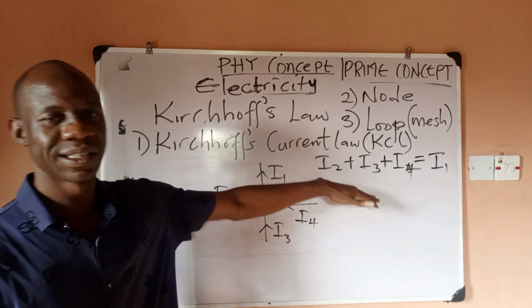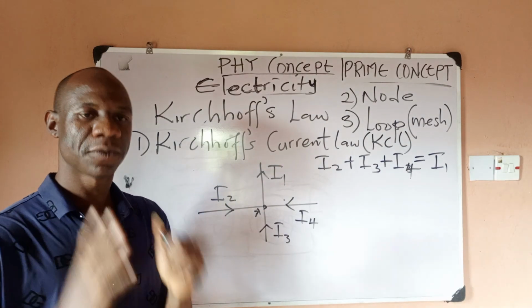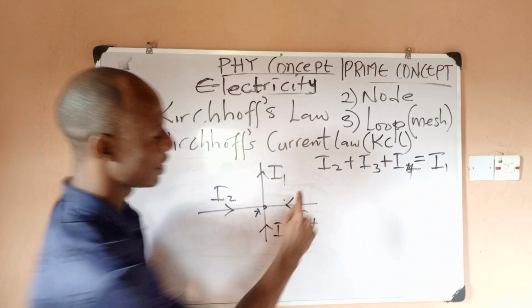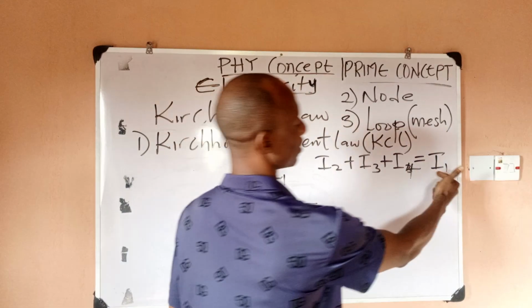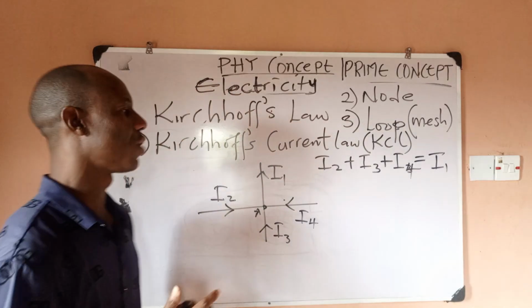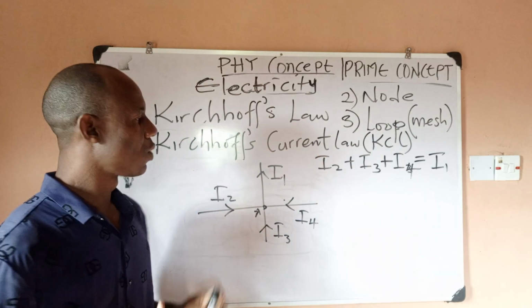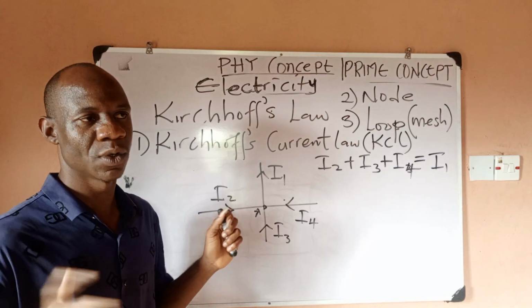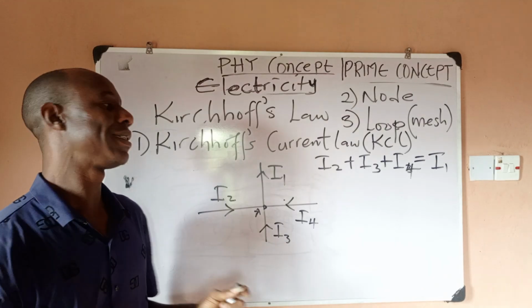So what we have just written here is what we know as KCL, Kirchhoff's current law, or Kirchhoff's junction rule, which says that the net sum of current entering a junction equals the net sum of current leaving that junction. And we can still state this law in a different way. We can say that the net current at a junction is 0.